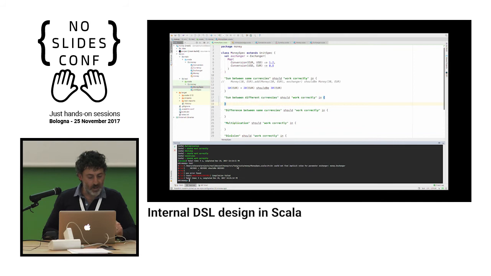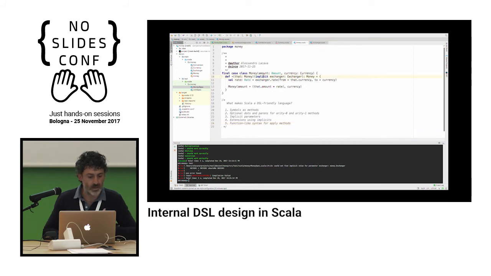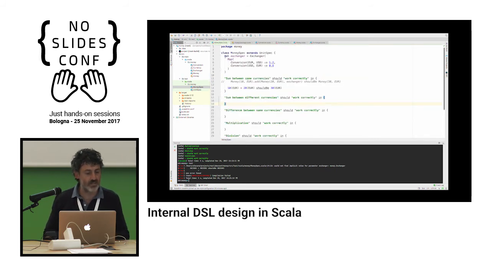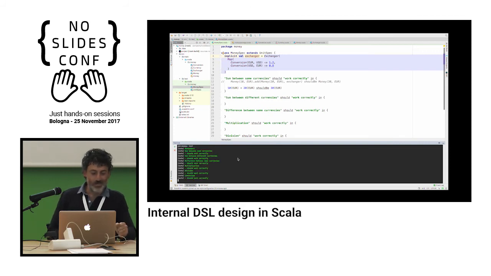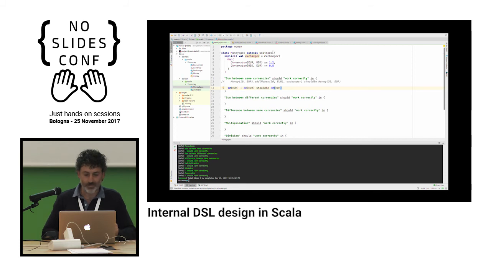The compiler complains that it can't find the implicit value for exchanger I promised here. Okay, I can't find in the scope the implicit value. This is because here I had defined it as a val. It's enough to say implicit val. And now it works. Okay. So, we are almost done.